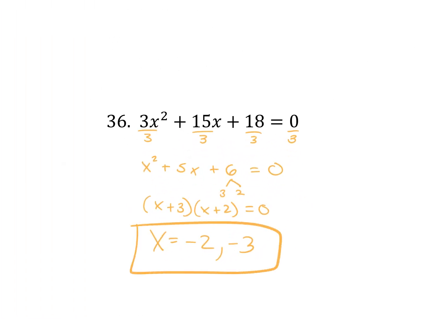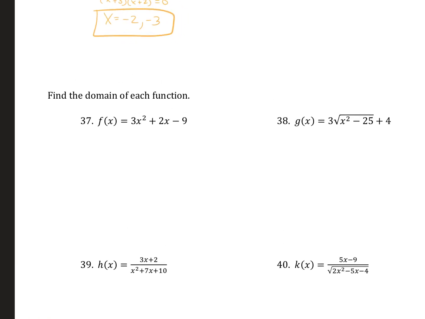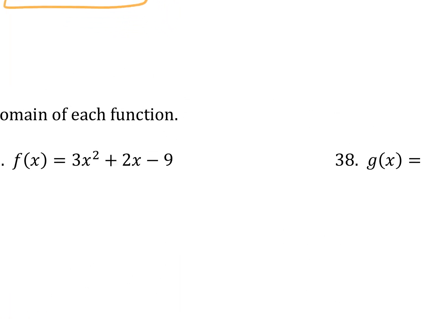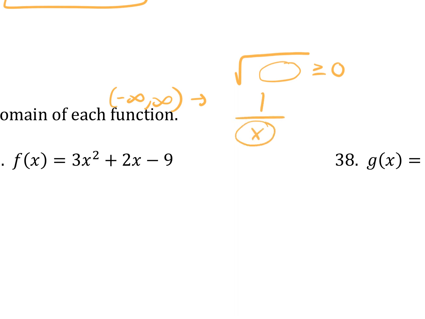All right, next section, find the domain of each function. There's 3 things we have to look for. Our domain would be negative infinity to positive infinity unless we have a square root, then we set whatever's under the square root greater than or equal to 0, because we can't have negatives under the square root. If we have a fraction, we set whatever's in the denominator of our fraction not equal to 0. And if we have a square root in our fraction, we just set whatever's under the square root greater than 0, because it can't be equal to.